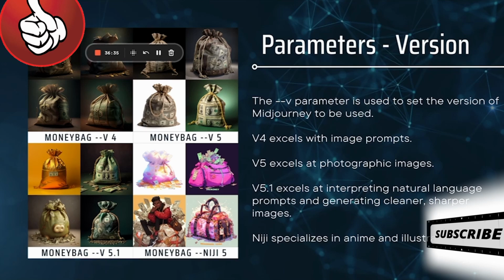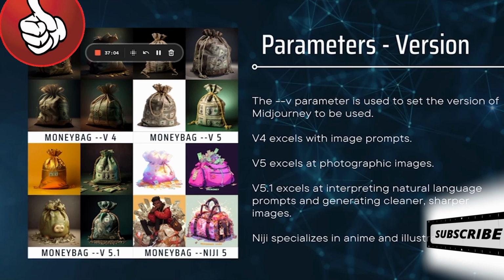Then NIJI specializes in anime and illustration styles. So like anime, like Naruto looking styles. Obviously anime is bigger than just Naruto, but just put an image into your mind. So you can look over here, V4, V5, V5.1, and then the more anime-ish looking style. So just pick which one you actually want. Maybe you're more of the V5 style. Maybe you're the more anime style. Pick it.